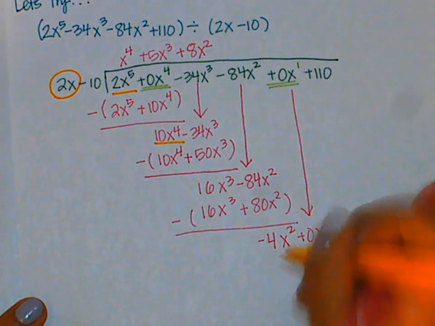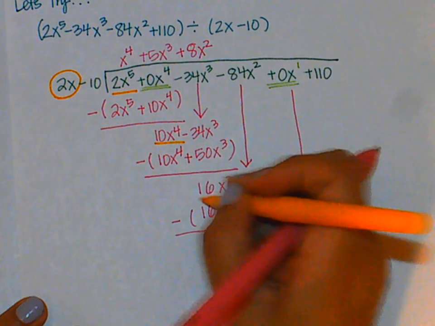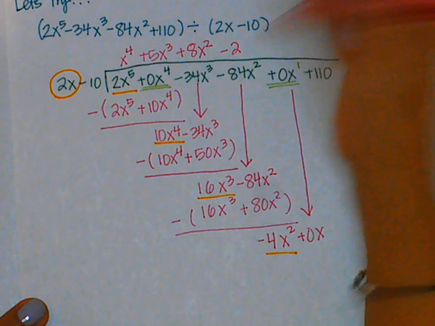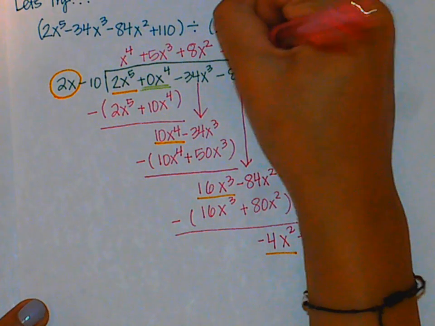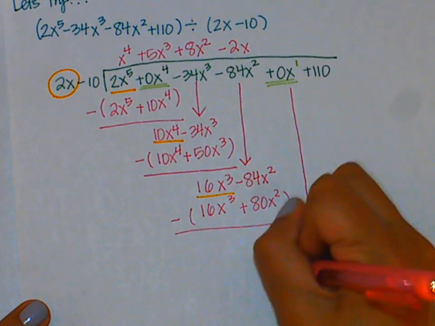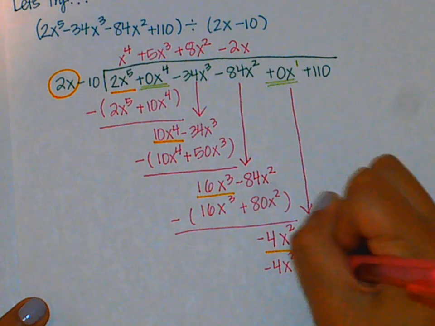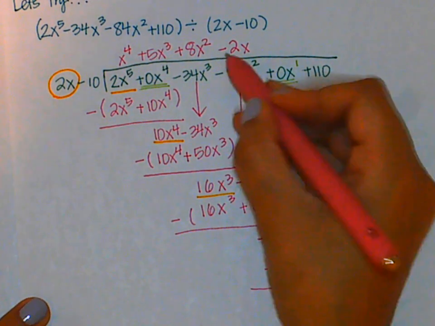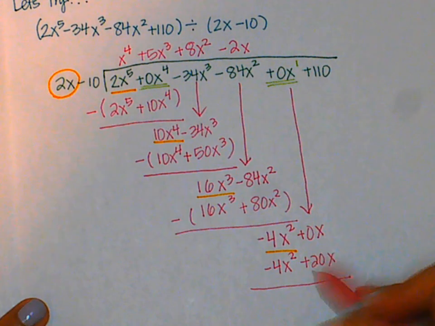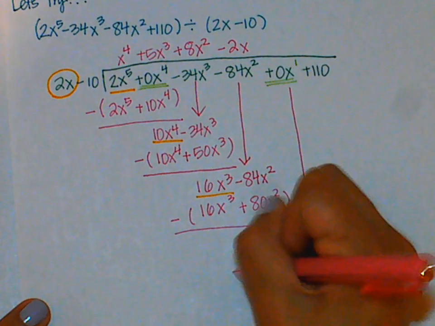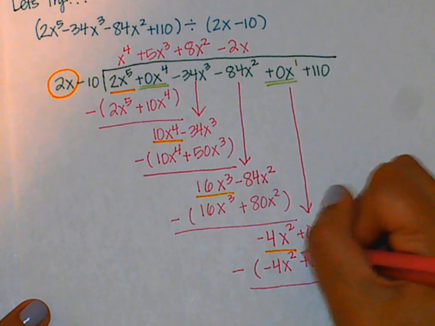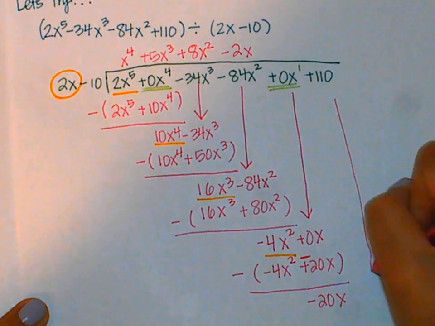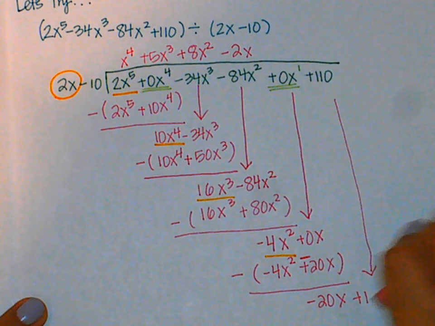Okay, so now I have this. I forgot to do it to this one. So negative 2x gives me negative 4x squared plus 20x, because a negative times a negative would give me this positive. Okay, so that would be a plus, which would cancel. Now I have a negative 20x, and bring down my 110.